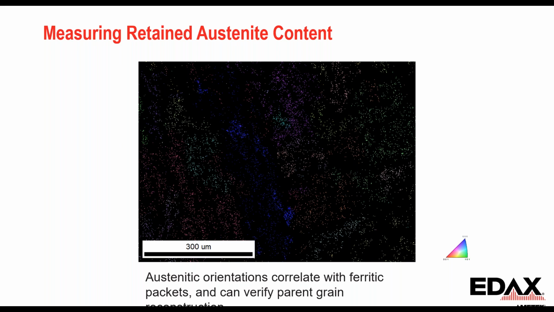And a data set like this is really interesting because we can use some of our parent grain reconstruction software to reconstruct the austenitic microstructure based on the ferritic orientations, and then compare that to the retained austenite to confirm the performance of that algorithm. And this is an example where having all that data allows us to see multiple ferritic packets, colonies, and still detect the retained austenite in each one of them.